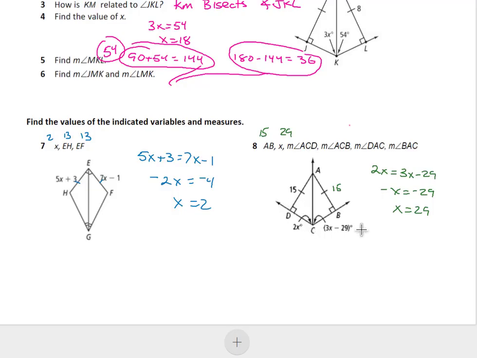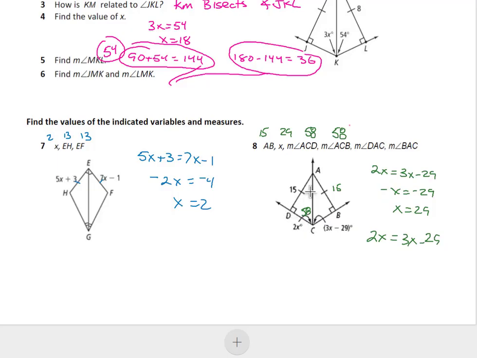The measure of ACD can be found by setting these two equal to each other. Since these two angles are congruent, we have 2x equals 3x minus 29. So we get x is equal to 29. Twice 29 is 58. So ACD is 58. ACB is also going to be 58.